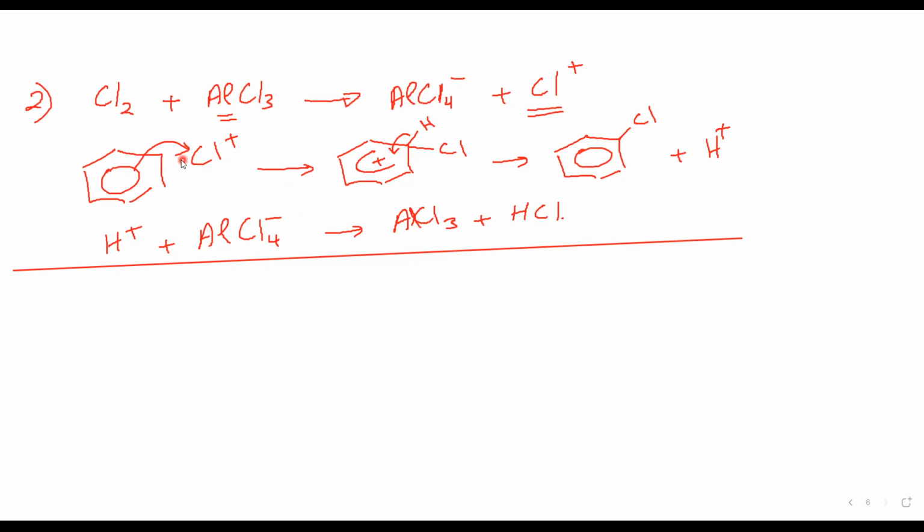Yes, okay. Thank you, Miss. Yes, it's the electrophile that attacks the benzene ring because it is attracted towards its high electron density. But when we draw the arrows, the arrow shows the movement of electrons. So here, as the chlorine positive approaches the benzene, 2 electrons from inside the benzene will form a bond with the chlorine. Okay, thank you, Miss.